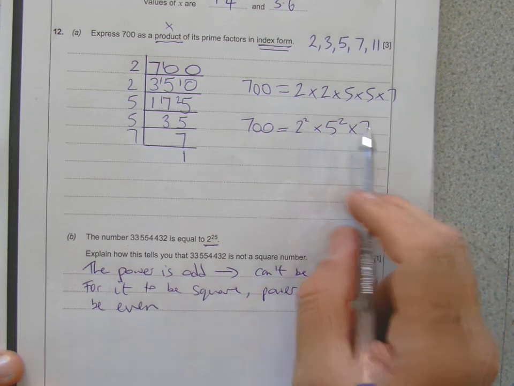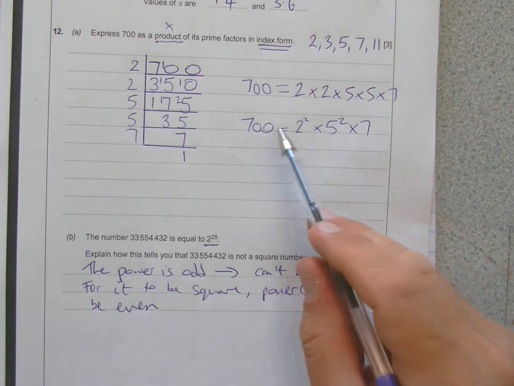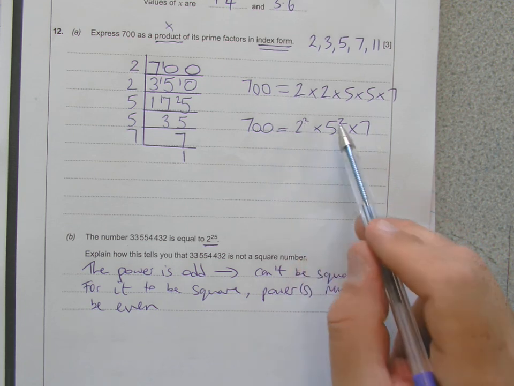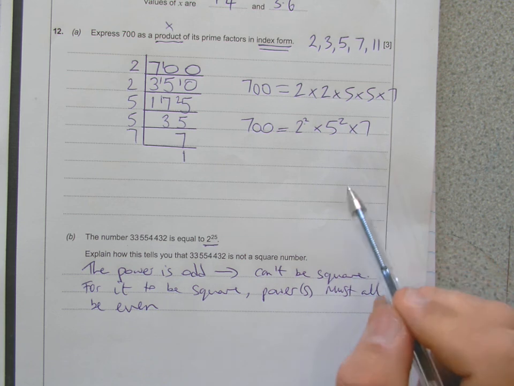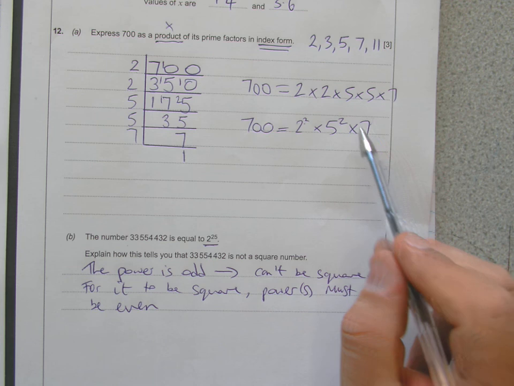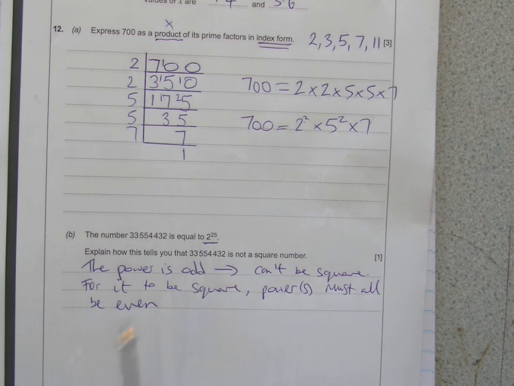Now going back to this case up here, straight away I can see that this is not a square number. 700 is not a square number. Because when you look at the powers, well, that's even, great. That's even, great. But all the powers must be even. What's this power here? Power 1. That's not even. So all the powers must be even for it to be square. This isn't square, and neither is this, because it's odd.